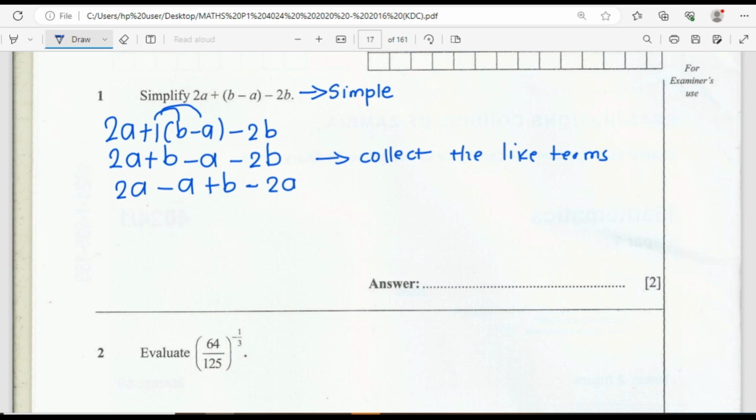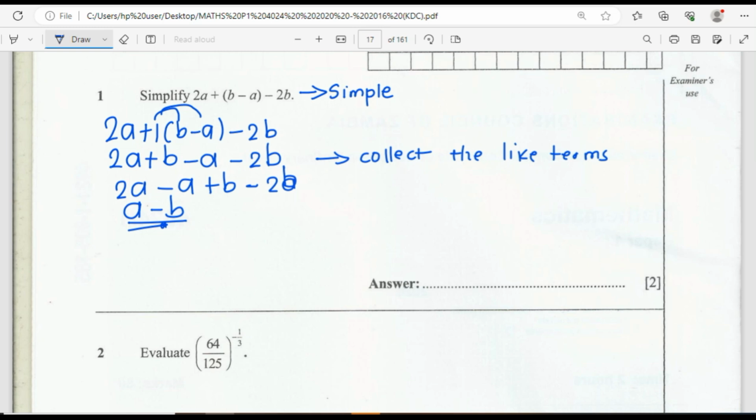So now we can add. So 2a minus a will just give us a. Positive b minus 2b, this will give us negative b. So this is our final answer, because we can see that what we have here are unlike terms, and we know that we cannot add or subtract the unlike terms. So this is how you can simplify.